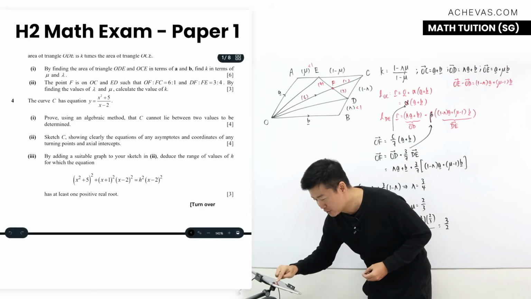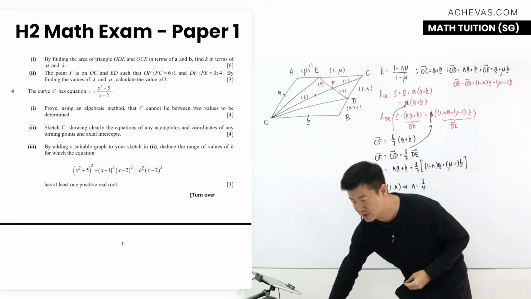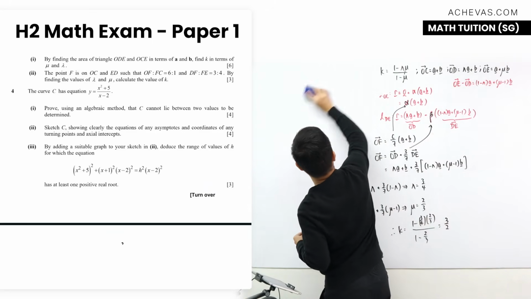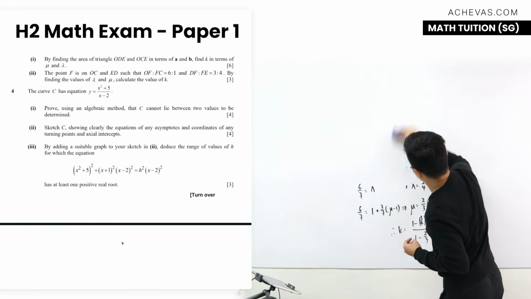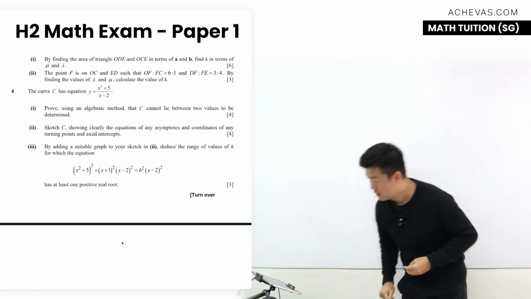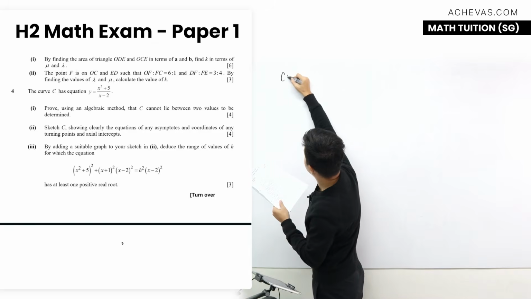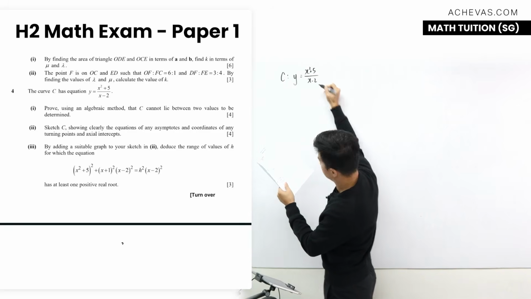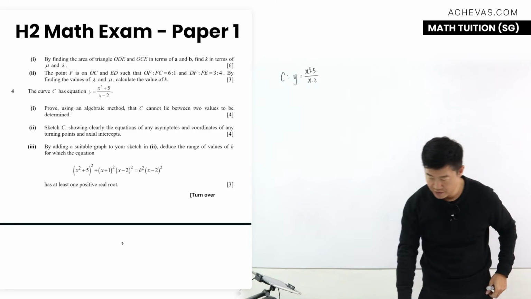But anyway, let's continue. Let's take a look at another question. I think this is also a good question for us to review some processes that we have been discussing, but not as much in the last few weeks. We have a curve C. A curve C is y is equal to x squared plus 5 over x minus 2. Prove using an algebraic method that C cannot lie between two values to be determined.